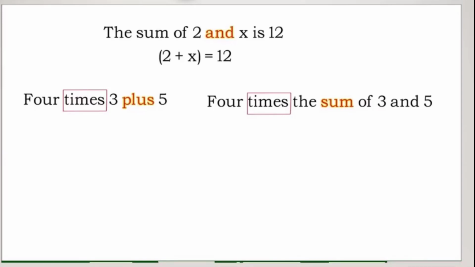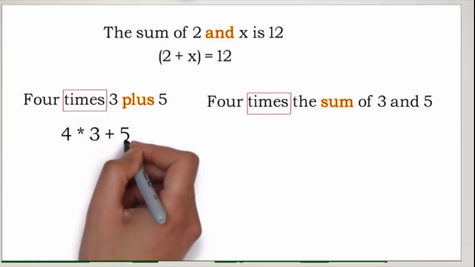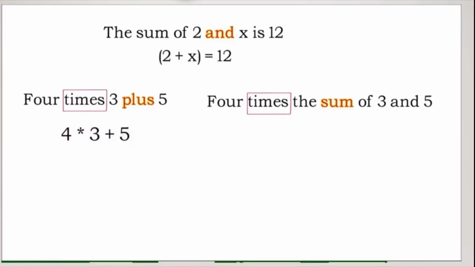The first one is straightforward. 4 times 3 plus 5. From our order of operations, we do our multiplication first, then our addition. We multiply the 4 and the 3 to get 12. Then we add the 5 to get 17. Let's look at the second one.